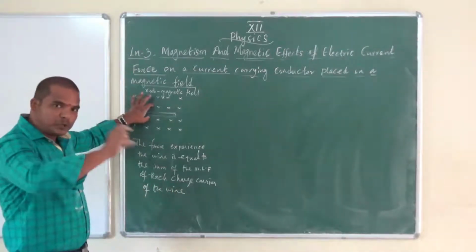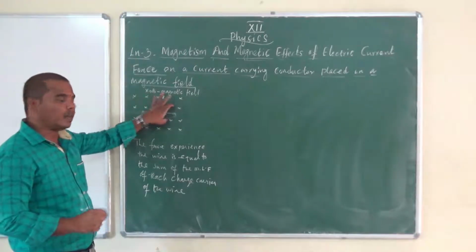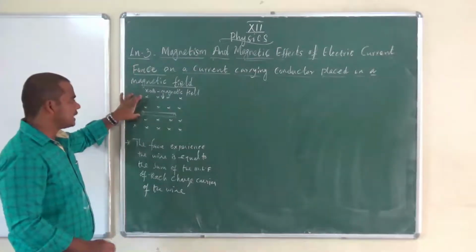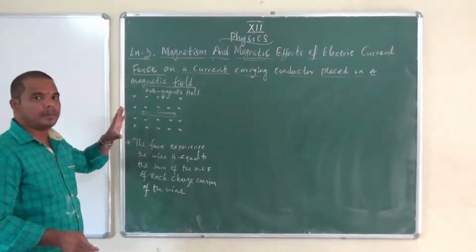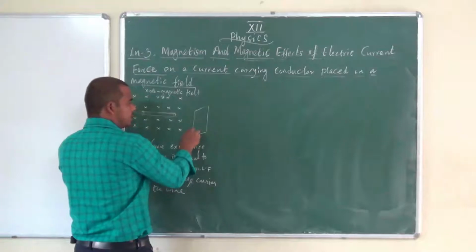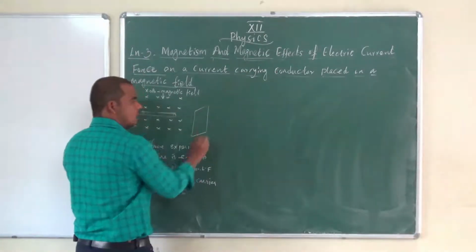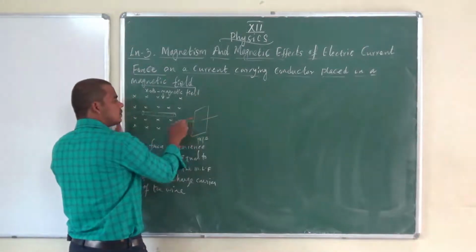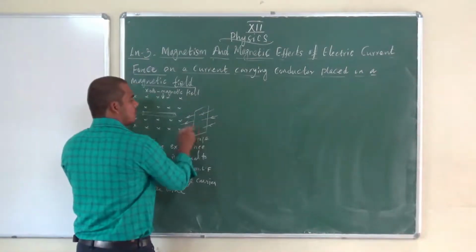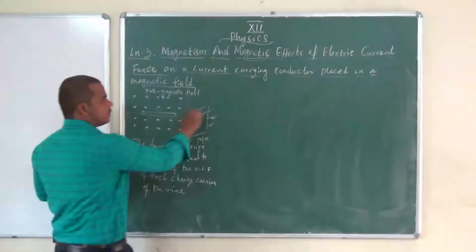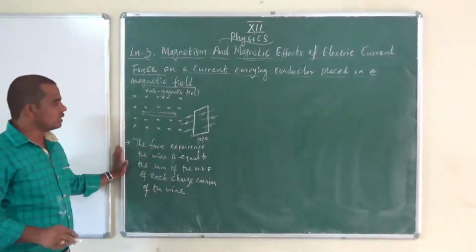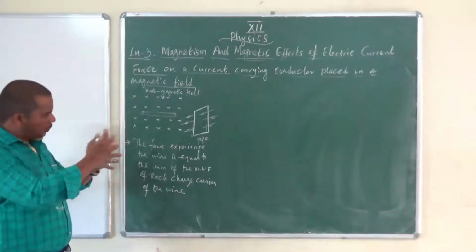So we have taken one current carrying wire or conductor placed in a uniform magnetic field. The magnetic field is perpendicular to the plane of the paper. That's why I mentioned the cross symbol. If the cross symbol is there, the field is perpendicular to the plane of the paper. Suppose this is the paper. The lines and the arrow mark represent the magnetic field perpendicular to the plane.